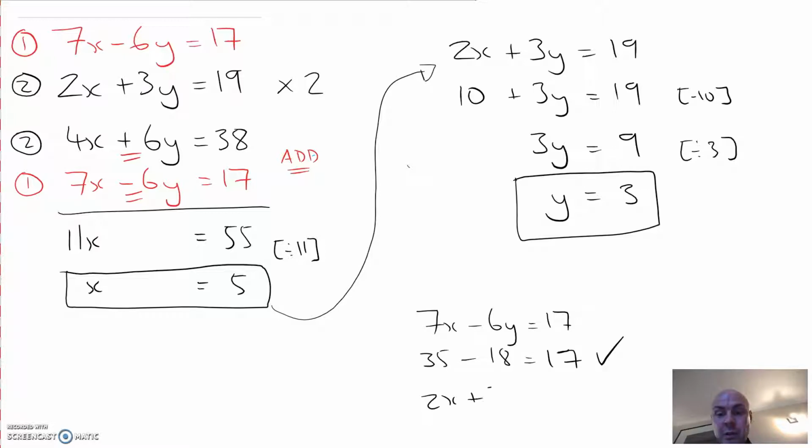Let's try the second one. 2x plus 3y equals 19. That's a 3. That's a 3. Okay, so 2 times x, 2 times 5 is 10, plus 3 times 3 is 9. Yay! Gives me 19. Excellent. So we were right. Our solutions are x equals 5 and y equals 3.